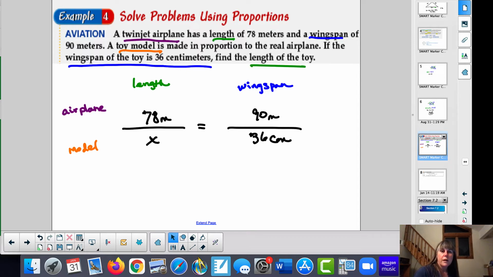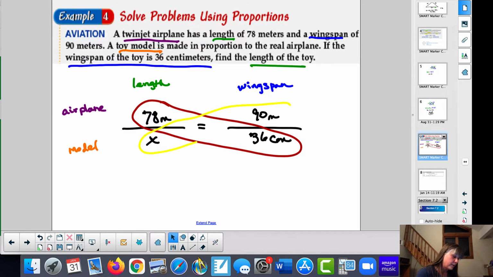Now, you'll notice that those are different units. It's okay to keep them as different units because I need my cross products to be equal. As long as this cross product, which is meters times centimeters, is equal to this cross product, which is also meters times centimeters, then you're good. We don't have to change those units.